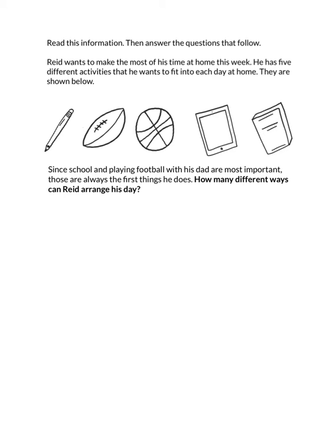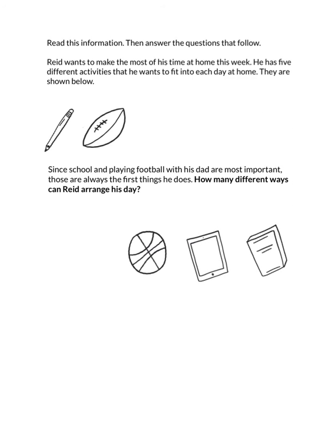From left to right. The pencil is homework. The football is football. Basketball, playing on his iPad, and reading. Since school and playing football with his dad are most important, those are always the first thing he does. How many different ways can Reed arrange his day? So we will always keep our pencil and our football first. So we have these next 3 activities to organize in a few different ways.